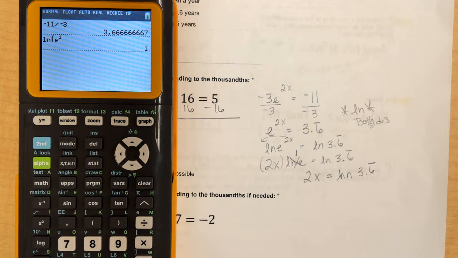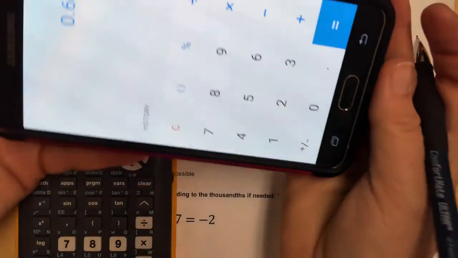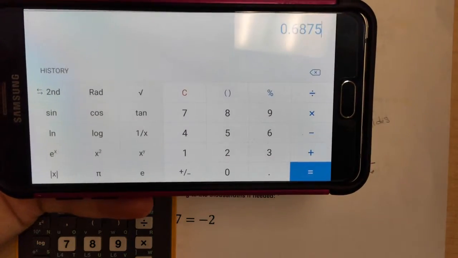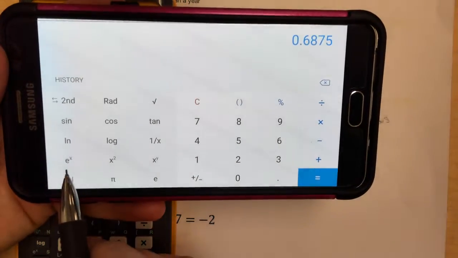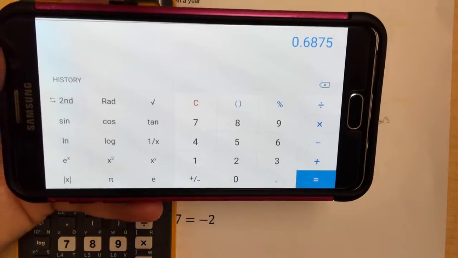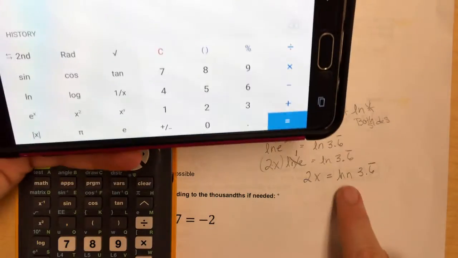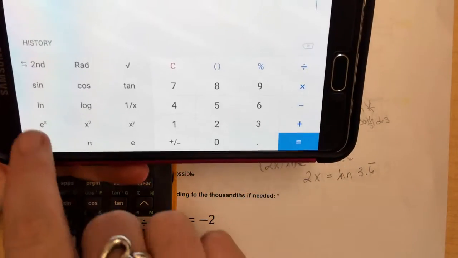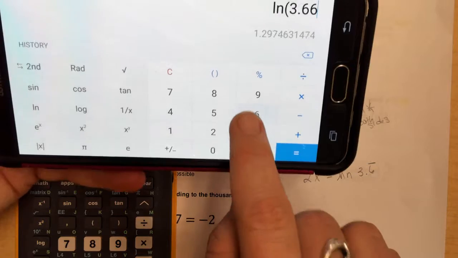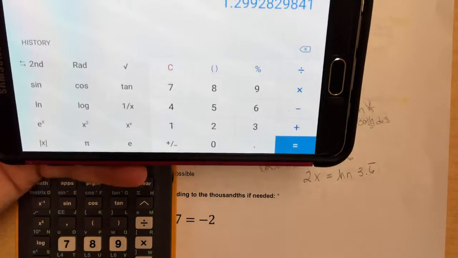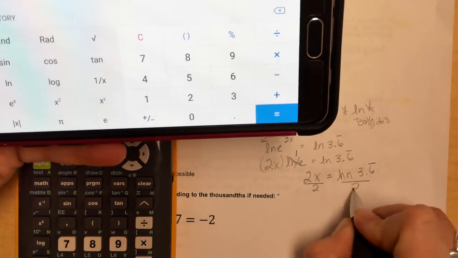So if you need a calculator, you come to tutorials and you use it. Or get out your phone, pull up your calculator, and turn it sideways. Do you see that there is a log on this screen? There's an e to the x, there is a log, and you have natural log. You can do anything you need. So right now, what I'm about to do is take the natural log of 3.6 repeating. I just got to get a lot of 6's in there so it gets it. There's my answer.